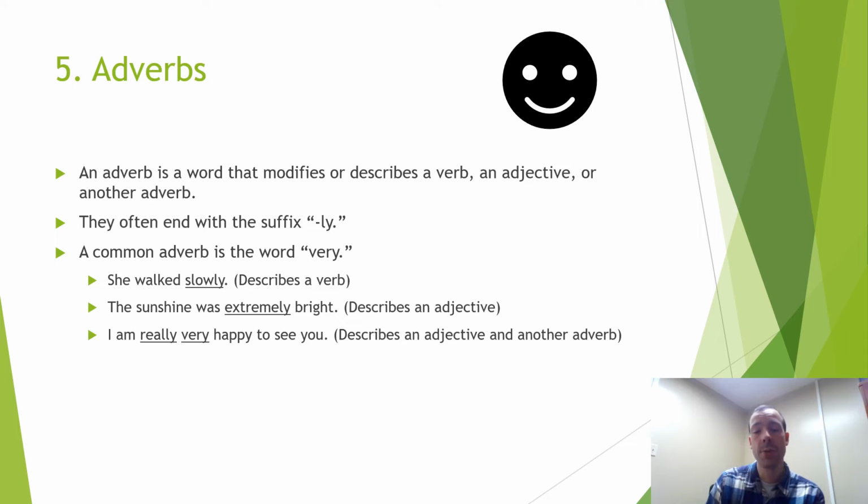The sunshine was extremely bright. Bright is an adjective. It's describing the sunshine, and extremely is an adverb. It's describing the adjective bright. How bright is it? Extremely bright.